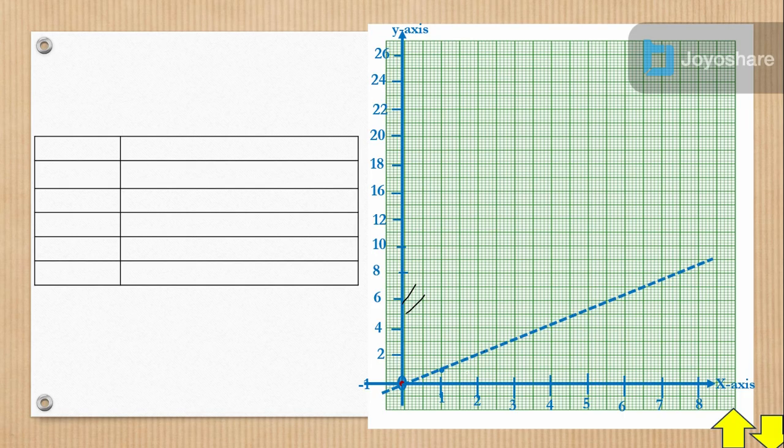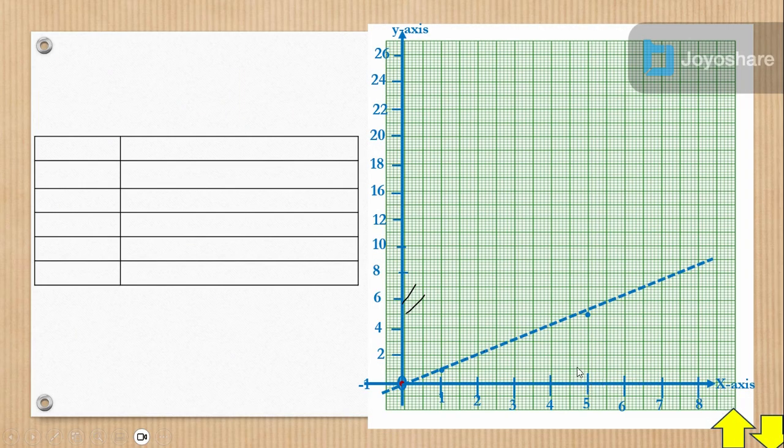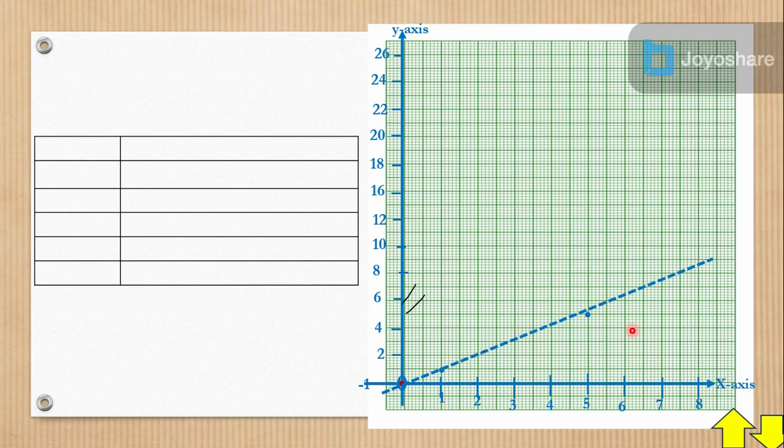Then next we are going to plot the line 64x plus 16y is equal to 400. Let's see how that comes about. Which coordinates do we have? We have (49, 55)? So we have plotted our coordinate 55 up to here. This is our coordinate 55.